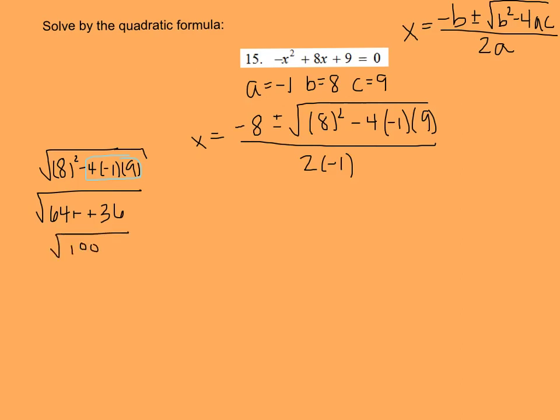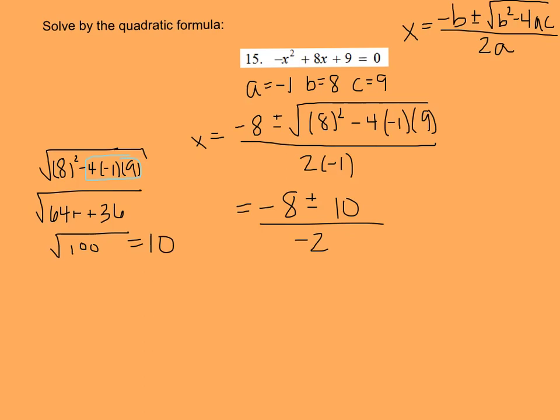And do we know what the square root of 100 is? Yes, it's the number 10. So we just simplified this entire mess all the way down to the number 10. So we're going to rewrite this quadratic formula, but instead of this entire radical, we're just going to write the number 10 over 2 times negative 1, which is negative 2.